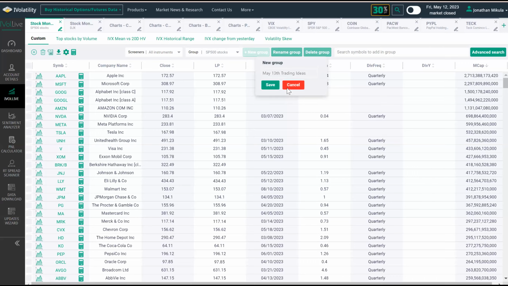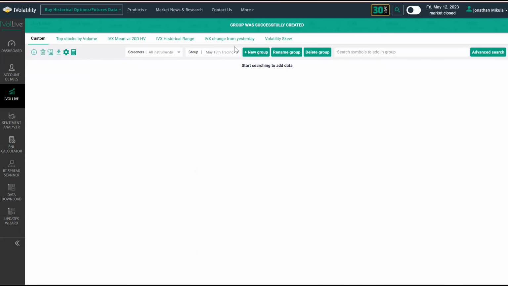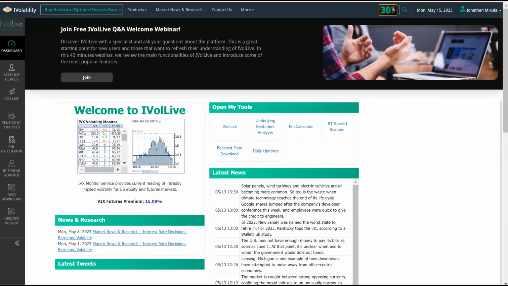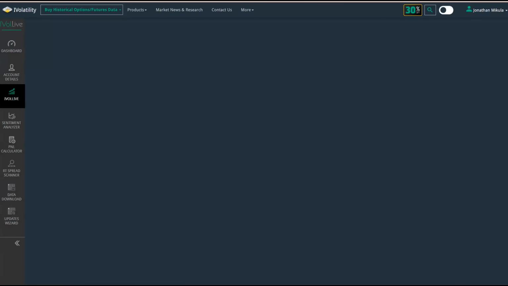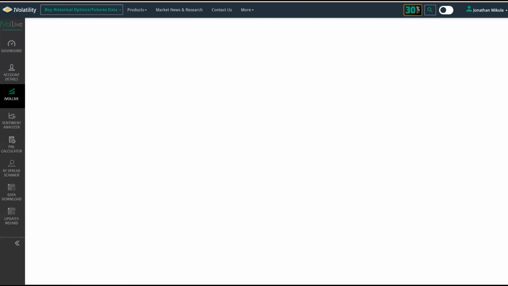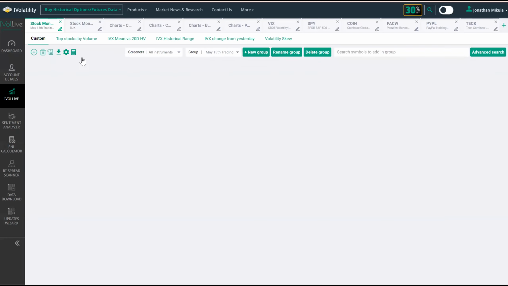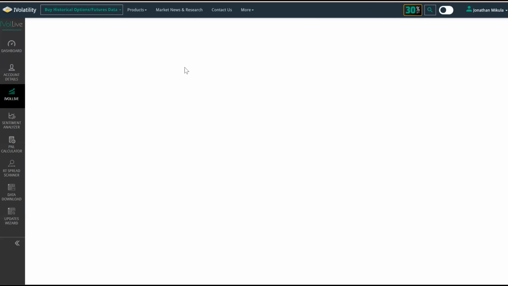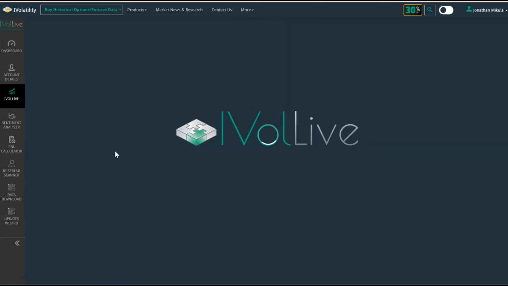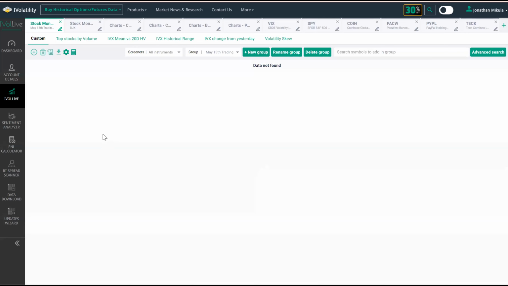Because then as I run these scans and find things that I'm interested in, I can easily add to this group. So right now, clearly it's blank. This is another reason why I like to have multiple IVolLive tabs going. I can have one tab on my browser pulled up for that group, and then I could come here and start adding to that group, right? So you're able to have as many IVolLive browsers. Sometimes when I'm doing a very active trading session, I'll have 5 or 6 tabs for IVolLive on my browser.